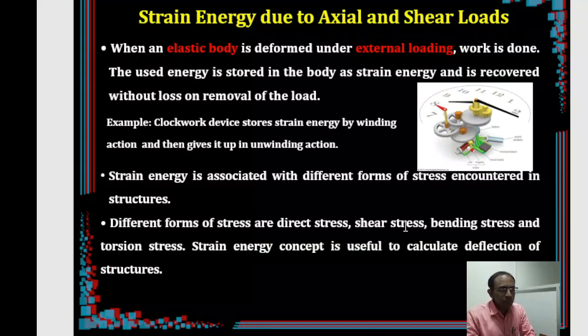So the conclusion from this particular slide is that strain energy is nothing but the internal energy stored in the elastic body when we apply an external load and the body gets deformed, right? This is how we can understand strain energy.